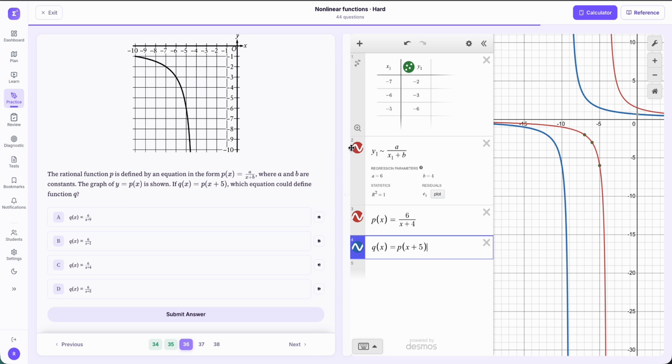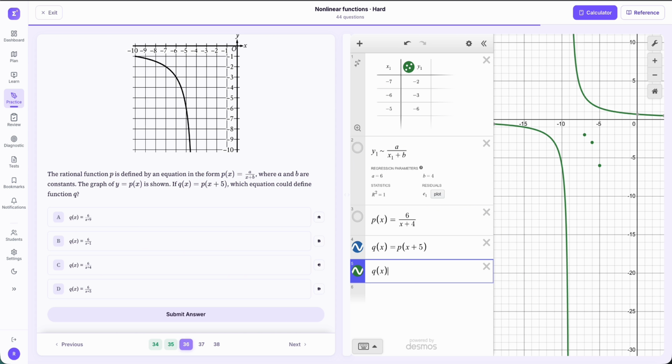Cool. How does this help us now? Well, we know what q of x is. One of these is q of x. So you could just go ahead and enter these in for q of x, like 6 over x plus 9. Is that the same thing? Yeah, it's the same thing. You see, if I turn it off, they're exactly the same.